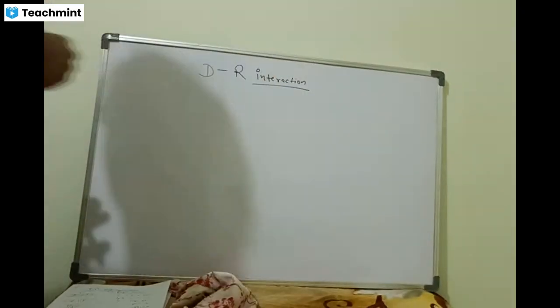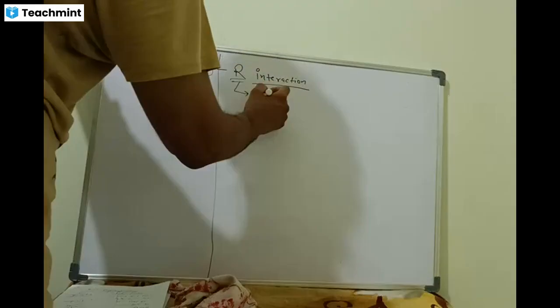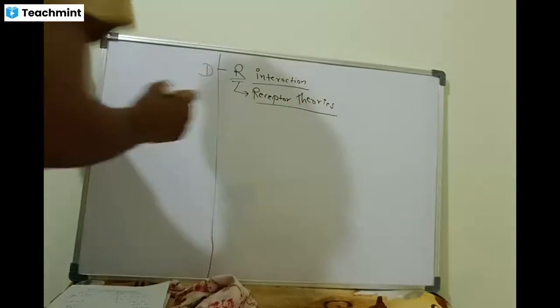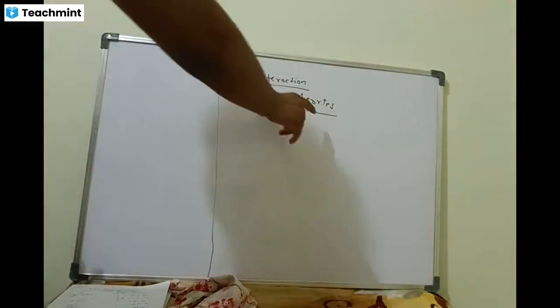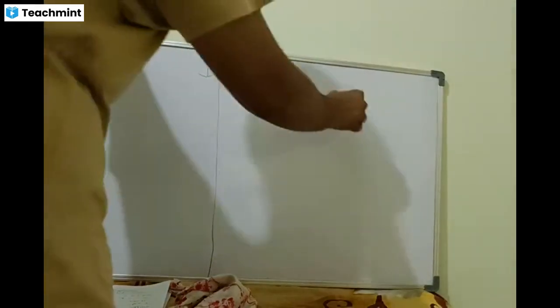This topic is about drug receptor. This is just an overview of the topic drug receptor interaction. So we'll see the receptor concept, which evolved from receptor theories. There are five theories.